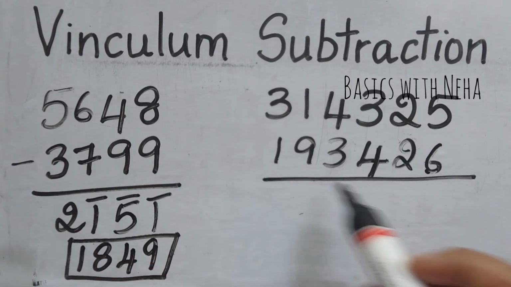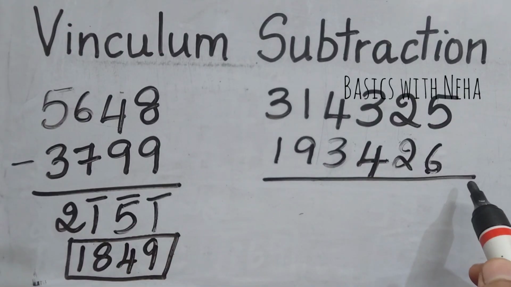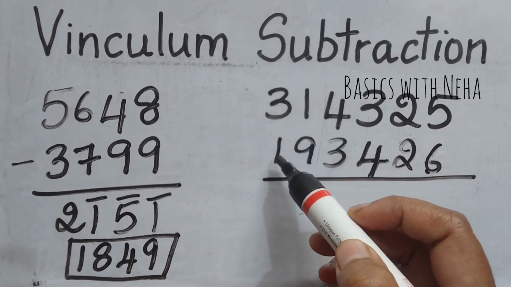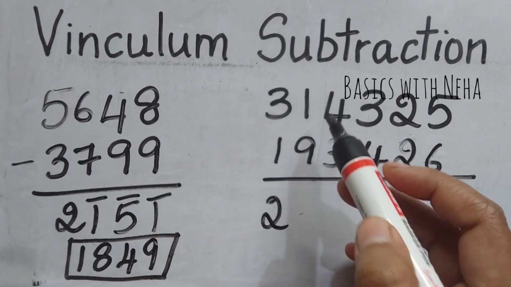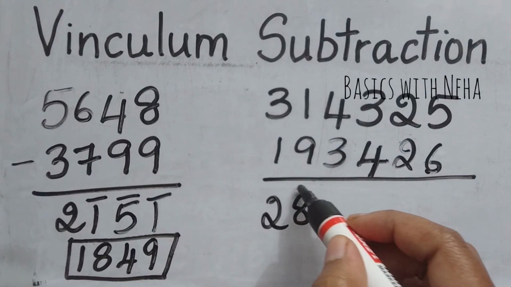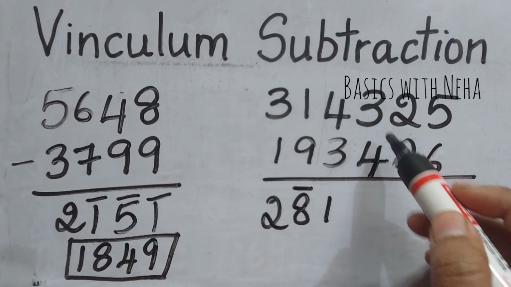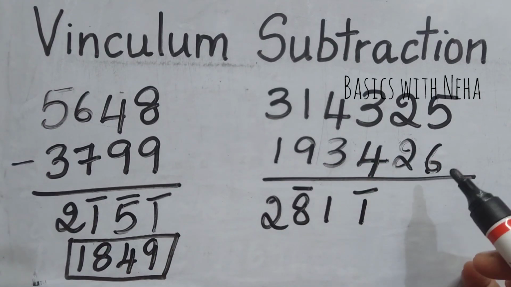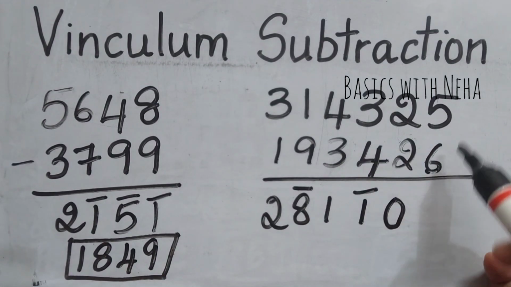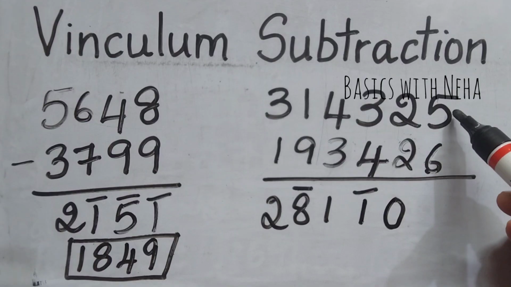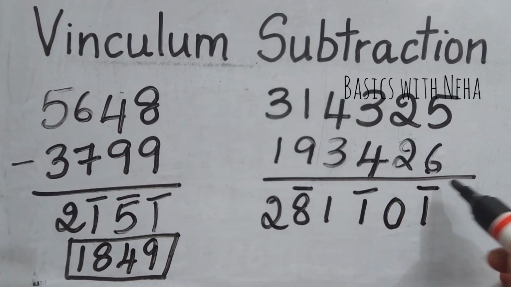You can start from this side also. You can do from left to right also in the Vinculum method. 3 minus 1 is 2. 9 minus 1 is 8. 4 minus 3 is 1. 4 minus 3 is 1 bar. 2 minus 2 is 0. 6 minus 5 is 1 bar.